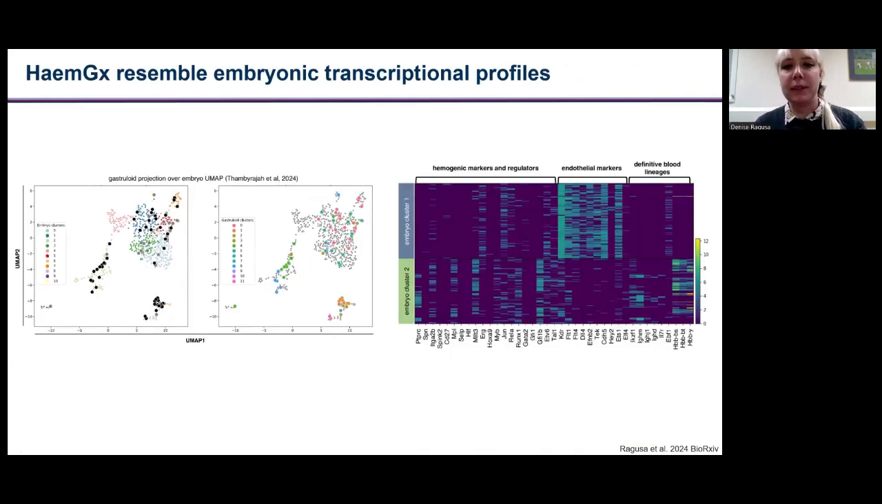We also mapped the single-cell RNA sequencing from our gastruloids to established data sets from others, and we can see that our clusters do correspond to embryonic signatures in other data sets. Again, we see that some of our clusters have an expression of those early markers that mark hemogenic endothelium, and then late hematopoietic markers. So transcriptionally, we also see that the hemogenic gastruloid system does resemble the embryo.